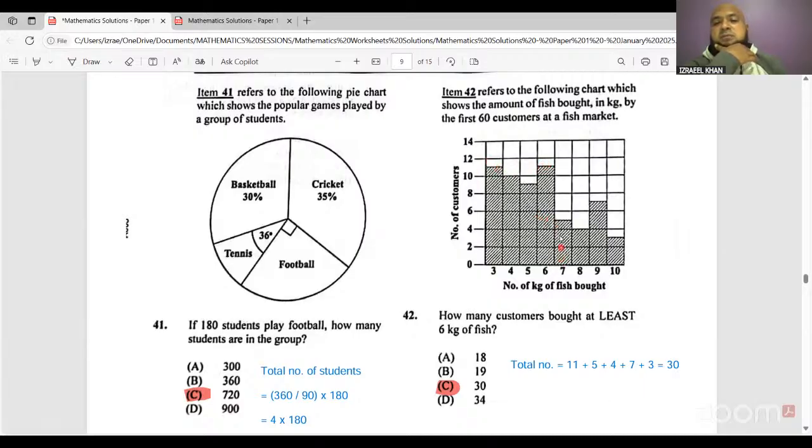Here's what? 5. So it's 11 add 5. Here's what? 4. So you're adding 4 to that. Here would be what? 7. So you add 7. Here would be what? 3. So 11 add 5, that's 16, add 4, 20, add 7 and 3, 10, 20 add 10, you get 30 customers. That's C.